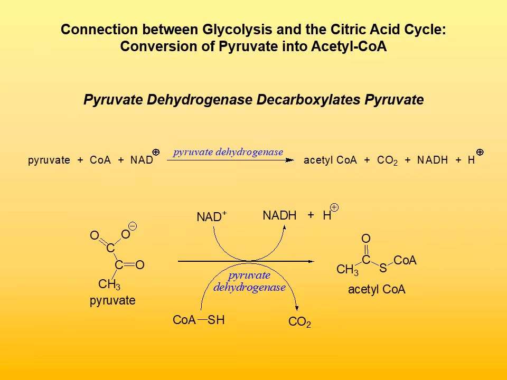And that's shown also in this equation. The molecule of pyruvate is converted into acetyl coenzyme A. Coenzyme A is the reactant, the product is carbon dioxide, and the oxidizing agent is a molecule of NAD, which is reduced to NADH. The enzyme is pyruvate dehydrogenase.